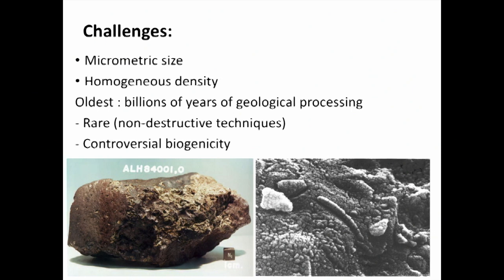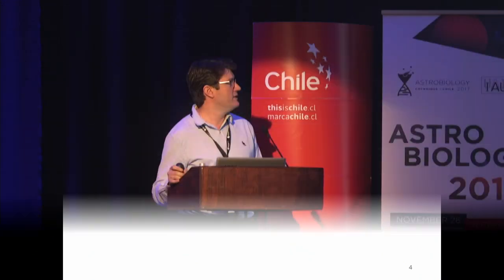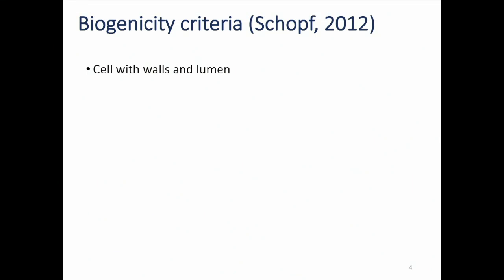And when we try to do this, we have to put some criteria on the biogenicity. And there are different biogenicity criteria out there, such as there are different definitions of life. These are the criteria defined by Schopf, 2012. So essentially, this is based on the preservation of kerogen, of processed organic carbon on the structure.